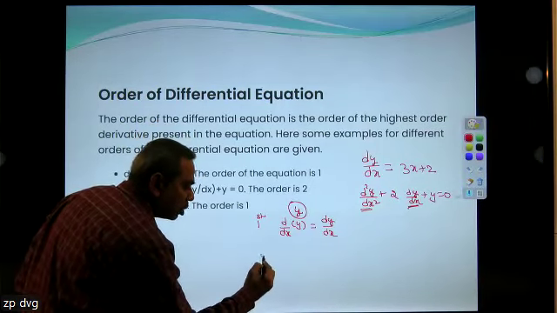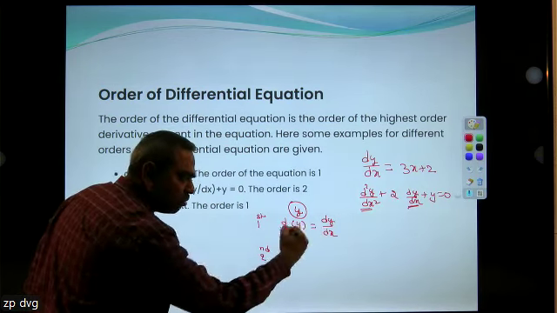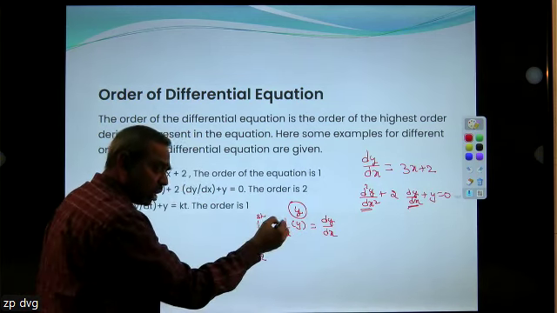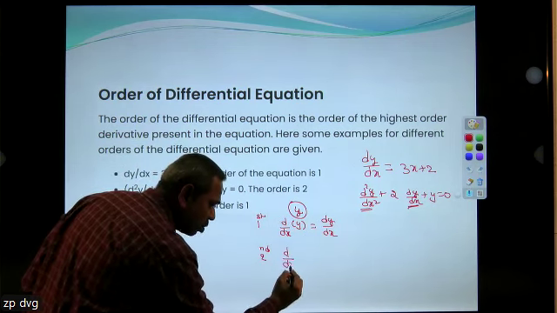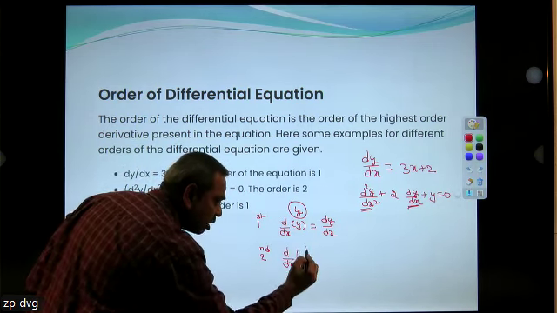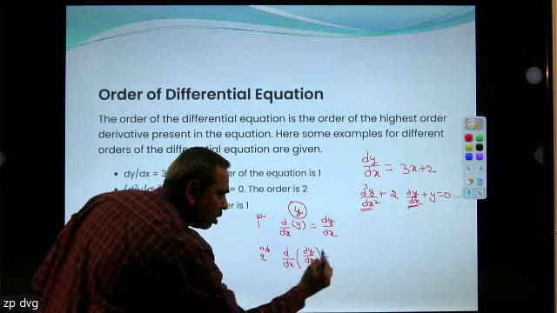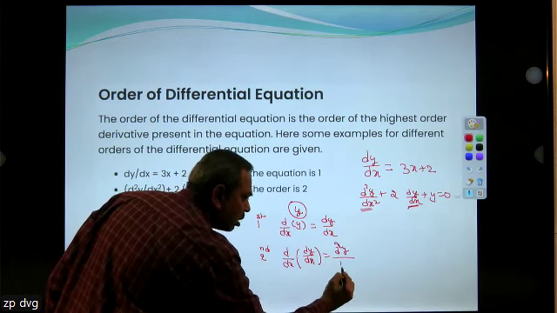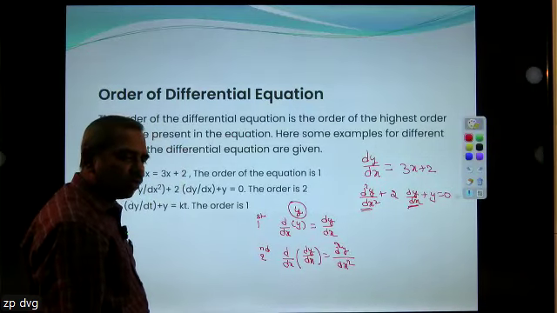Now differentiate a second time. If you differentiate this function with respect to x again, we should write d by dx of this first differential form, dy by dx. So d of dy is nothing but d square y, and in the denominator it is dx square. It is called second order differentiation.